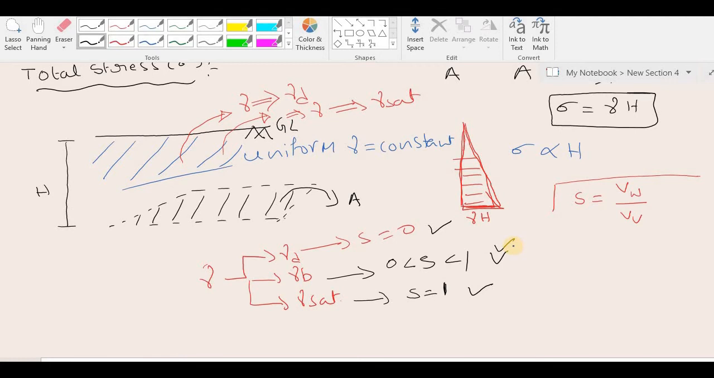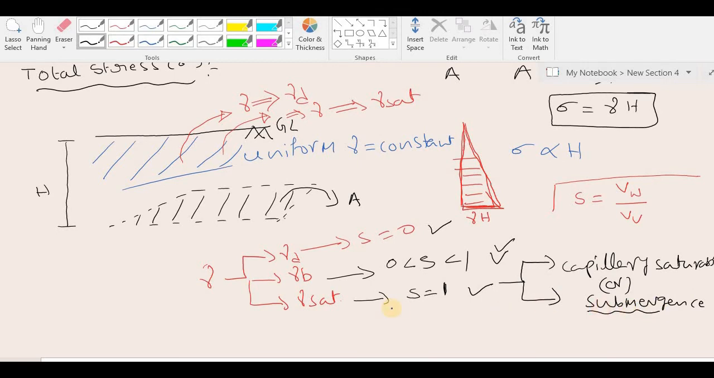There is another case. Actually, gamma sat can be possible when there is capillary saturation or submergence. We'll discuss submerged unit weight. There is also a unit weight gamma sub, which is gamma sat minus gamma w. Why like this? We will discuss.